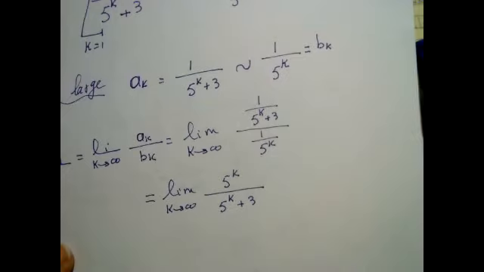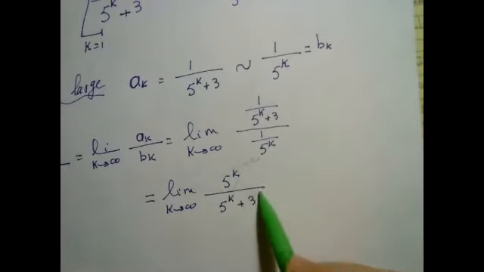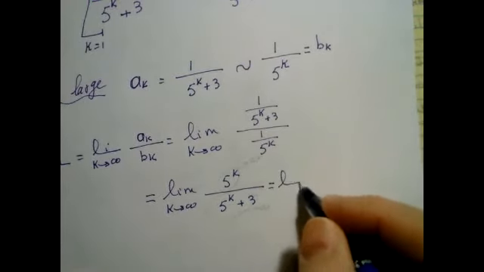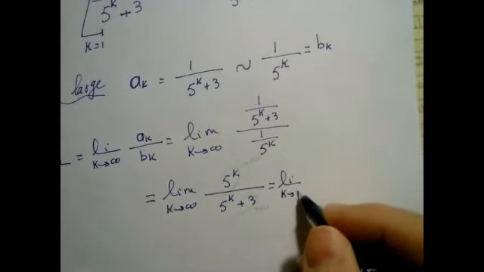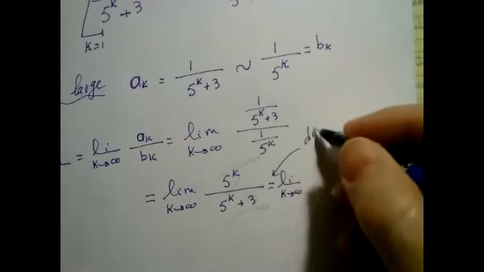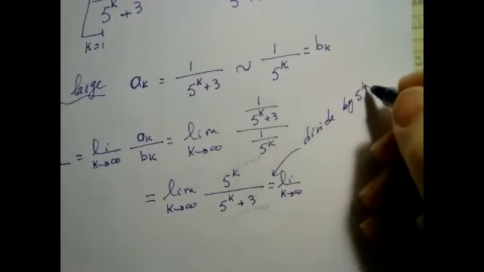How shall I compute this limit? Just divide everything by 5 to the K. Very nice. Divide everything by 5 to the K, because when K goes to infinity, this will go to infinity and this will go to infinity. So I really have large over large. I have to get rid of this scenario. So we divide across by 5 to the K, numerator and denominator.